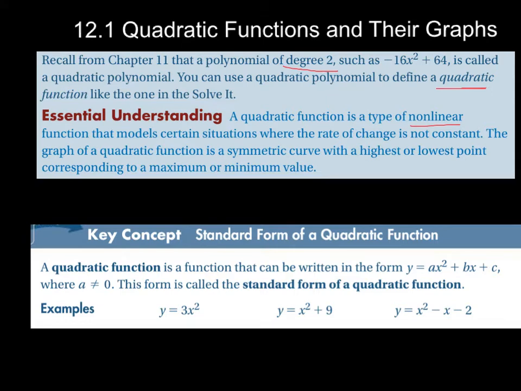So when we talk about a quadratic function down here at the key concept, it's a function that can be written in the form of y equals ax squared plus bx plus c, where the a is not equal to 0, because if a were 0, then we'd have no squared term and we'd be back to a linear equation. So this is what we call the standard form of a quadratic function. And down here are some examples. It could be just 3x squared, it could be x squared plus 9, or something like x squared minus x minus 2. Those are all examples of quadratic functions because they all have the highest degree being a degree of 2.